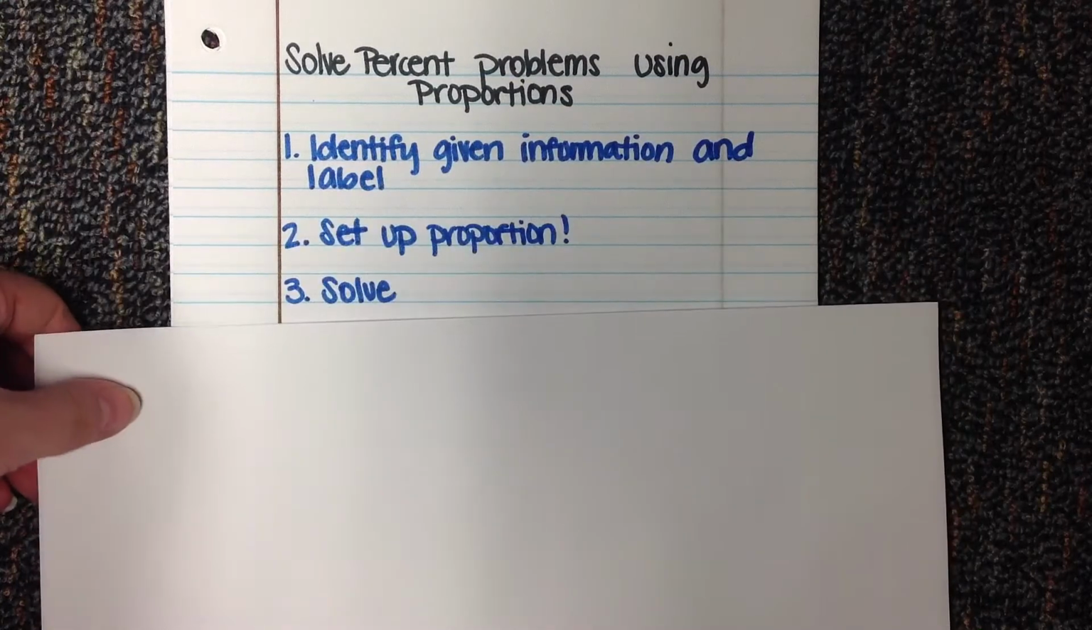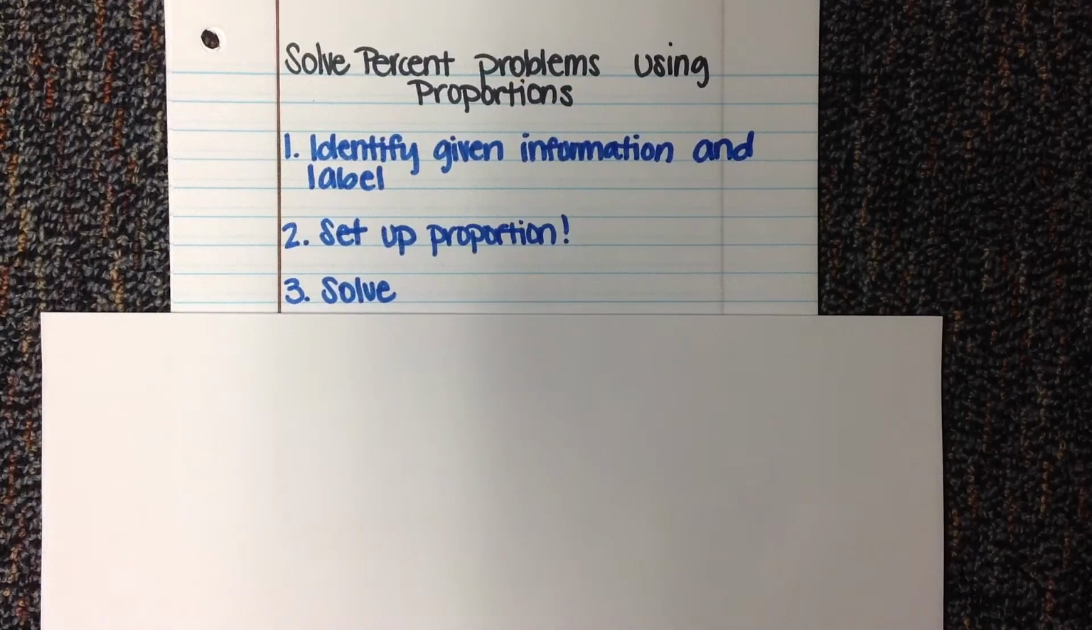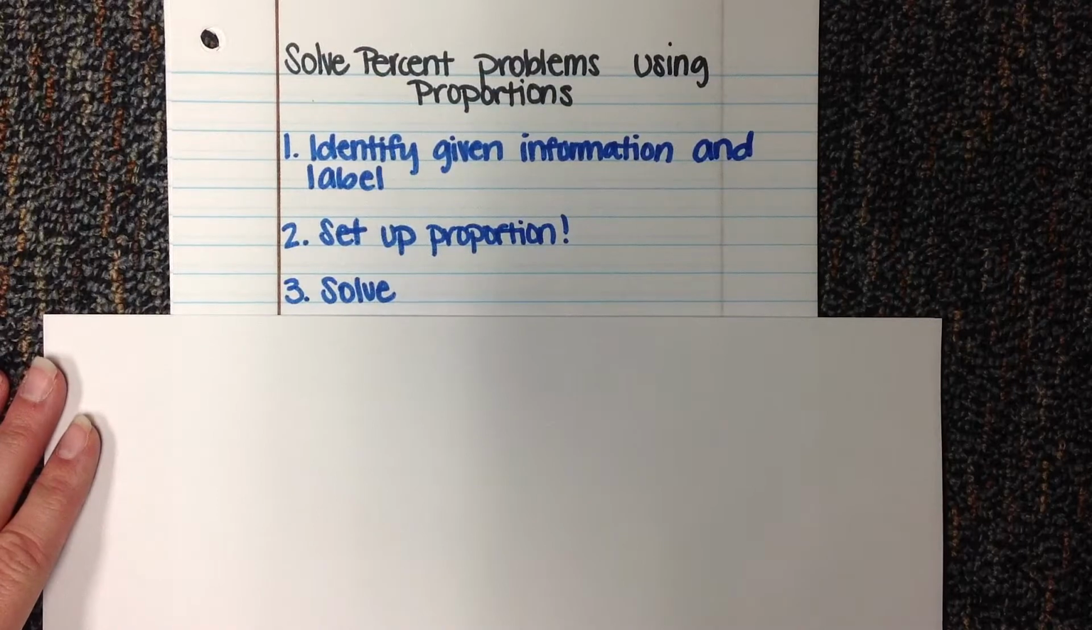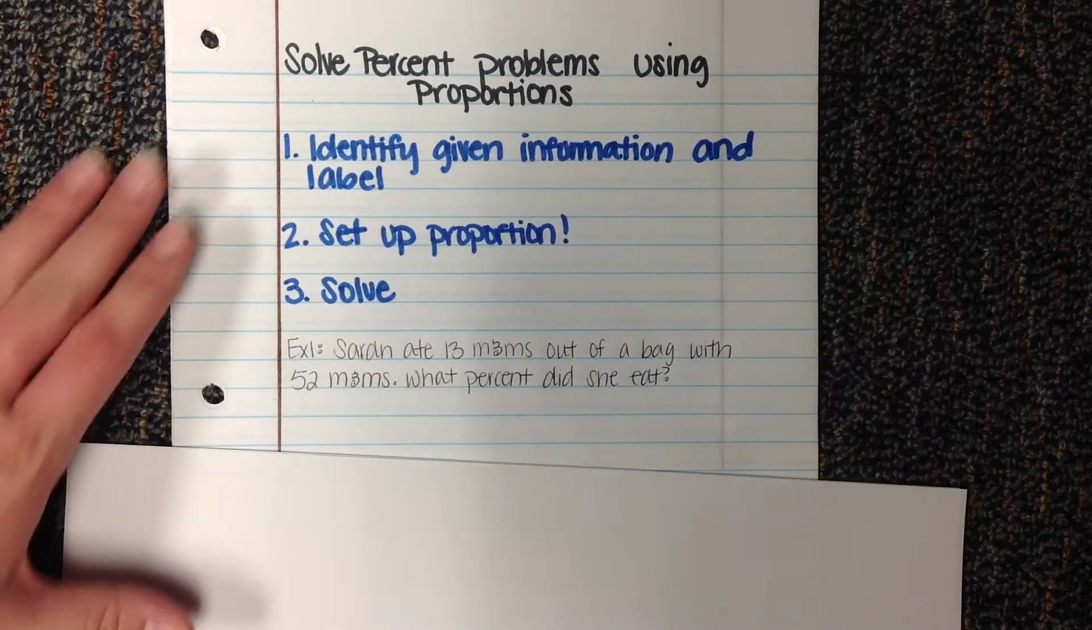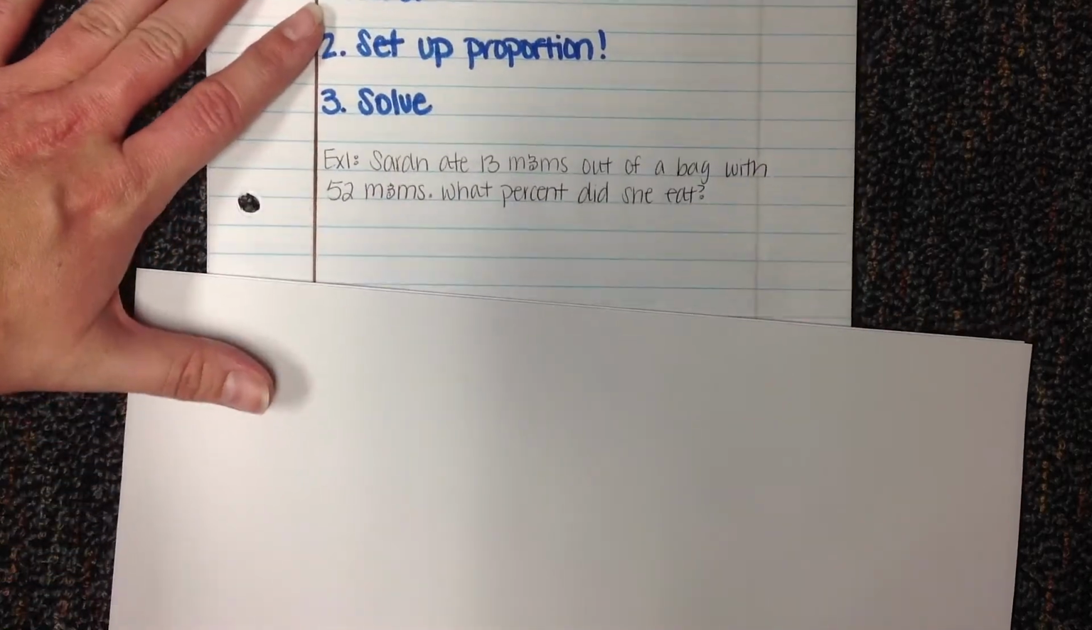We've got 3 steps. First, you've got to identify the given information and label. That's always going to be our first step when we're dealing with word problems. We have to figure out what's given to us and label it. The second step is going to be to set up a proportion using that information. And the third step is going to be to solve. Let's look at an example.